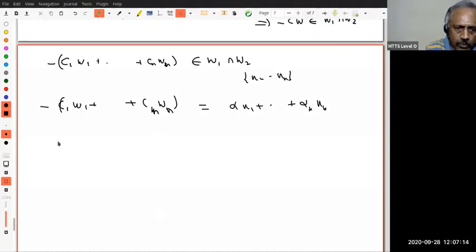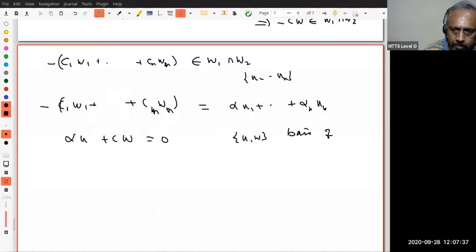So bring everything to one side, then that means alpha U plus CW must be 0. I'm again using shorthand notation. I hope all of you are comfortable. Now what do I know about U and W? That is u1 to uk, w1 to wn. This is the basis of what? Of W2. Therefore, that's linearly independent. That means my alpha is 0 and the c's are 0. That is, alpha is 0, the cj's are also 0. You understand that?